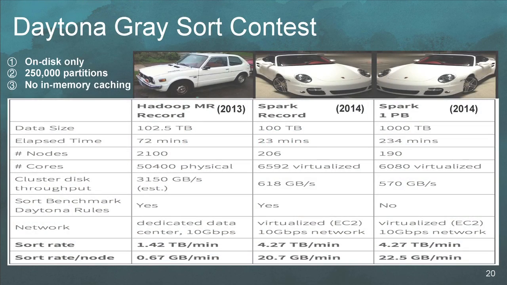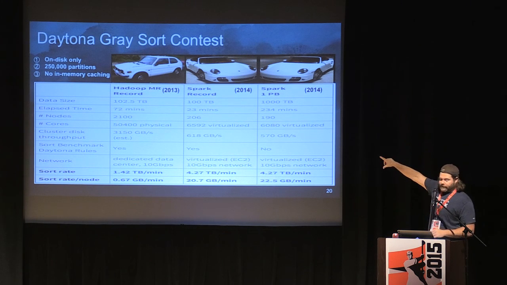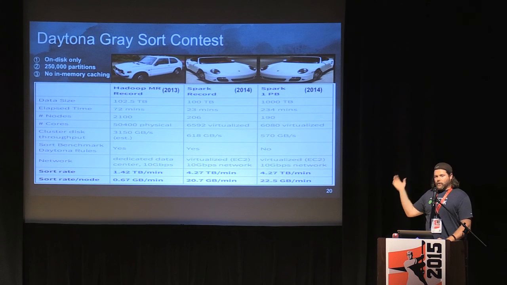All right, so the Daytona Gray Sort was kind of the highlight of Spark's recent news. The big thing they were trying to prove is that Spark isn't just in memory. Probably the most important thing here is the smallest thing on the slide, which says it's on disk only. They disabled all the caching, all the caching that everyone's been talking about, the people from Sigmoid and others, filling up RAM. They turned all that off. This is purely on disk, and the point was to compare it to MapReduce.